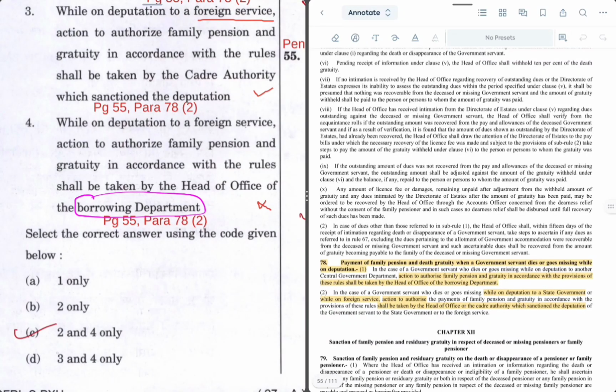Answer option which are correct is 2 and 4 only. Right answer is option C. Let's move on to the next question.